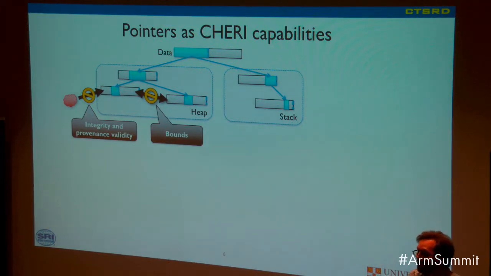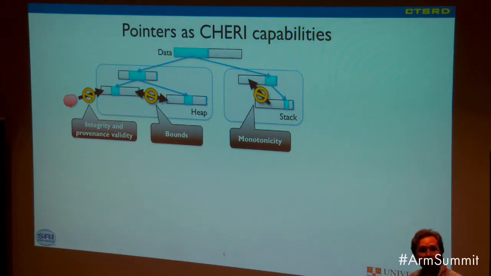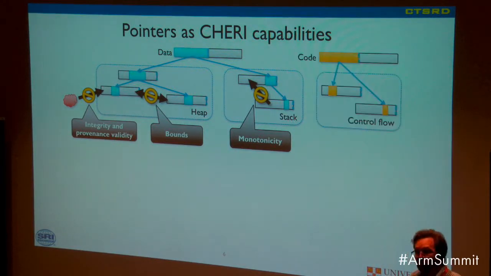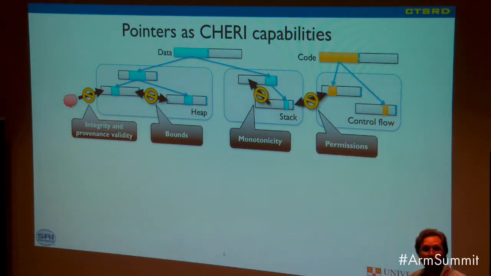Bounds checking is a familiar technique. Bounds prevents you from using a pointer to one allocation to refer to another. And we actually have quite a strong form of bounds checking. We tie it to a notion of monotonicity. Monotonicity says that once you've narrowed the rights on one of these pointers, you can't then restore them to more broad rights. So this prevents escalating privilege associated with a pointer. And then because pointers don't just refer to data, they also refer to code, we have a permissions mechanism that allows us to constrain what the hardware is willing to use a pointer for.